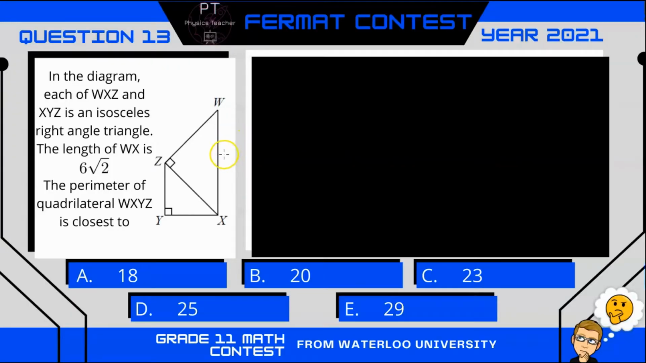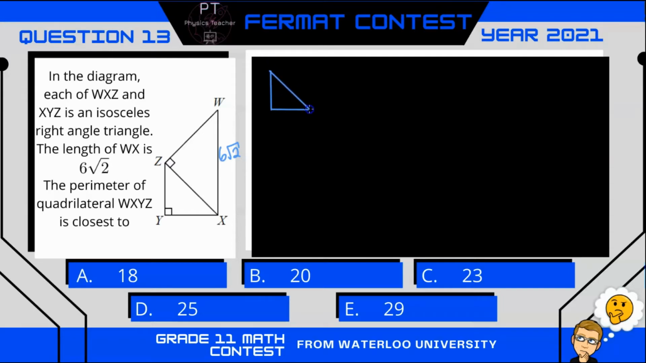All right, so let's work through this problem. What we know so far is that this side here, WX, is 6 root 2, and that these are both isosceles right-angled triangles. So what's an isosceles right-angled triangle? Well, let me draw the simplest one for you. Right angle just means 90 degrees, and isosceles means two lengths are the same.